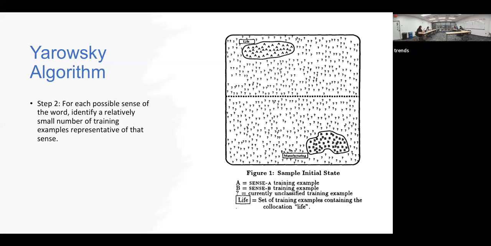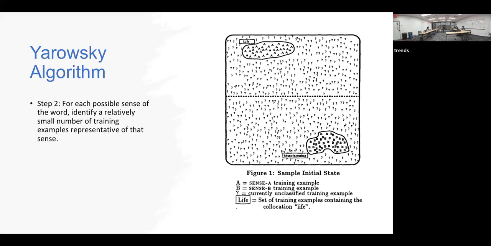We want to come up with one very strong allocation that's indicative of each of these senses. So for example, for plant 1, we're going to pick the word leaf. And for plant 2, we're going to pick the word factory.